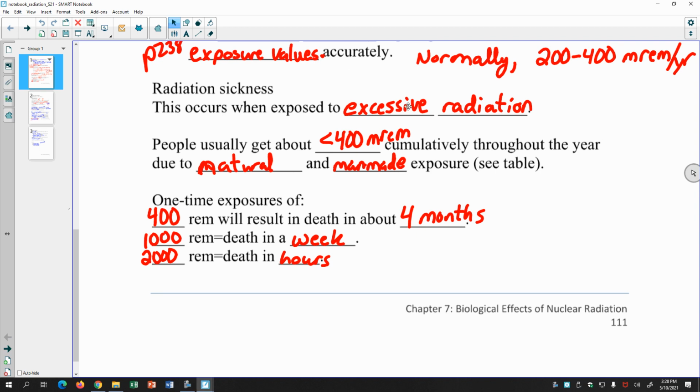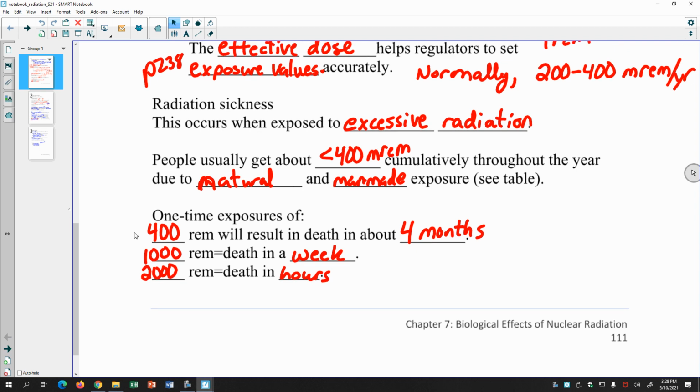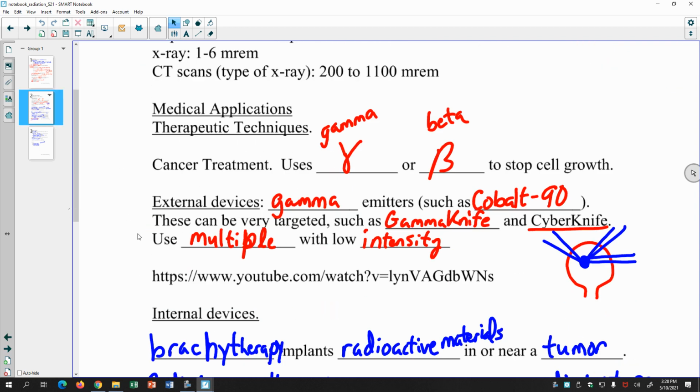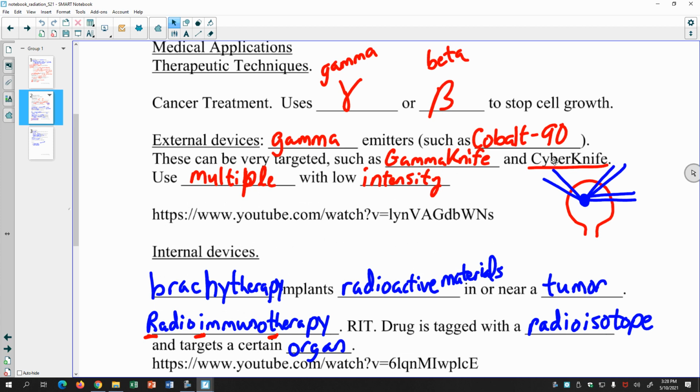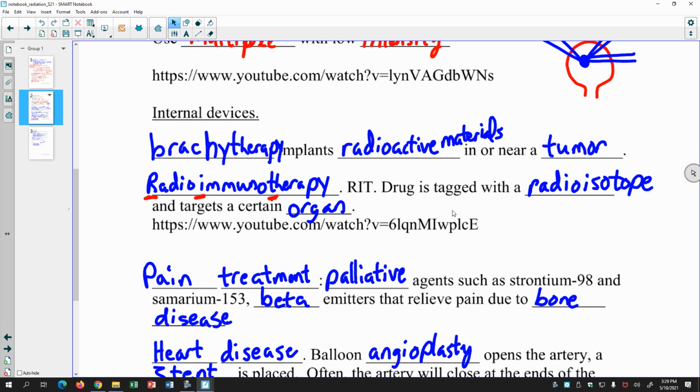So just review this. You'll see some examples of these. I don't expect you to know these numbers, but just review these few pages of notes. You do need to know the different applications. The cancer treatment or the external devices, the gamma knife, the cyber knife, be able to identify those by what they do. The brachytherapy, make sure you know what that word means, where they actually put these little beads or pellets of radioactive material in or near the tumor in your body.